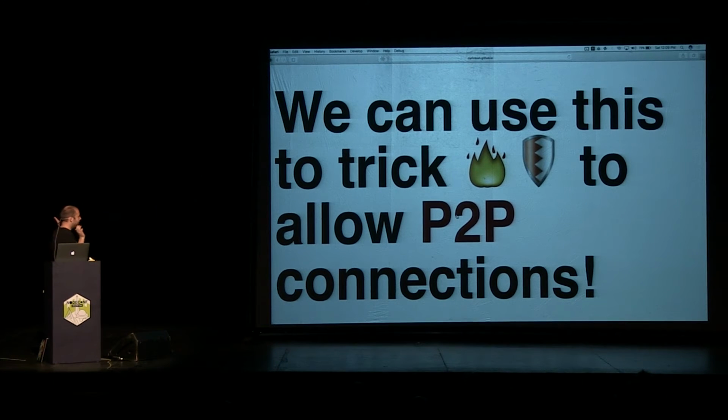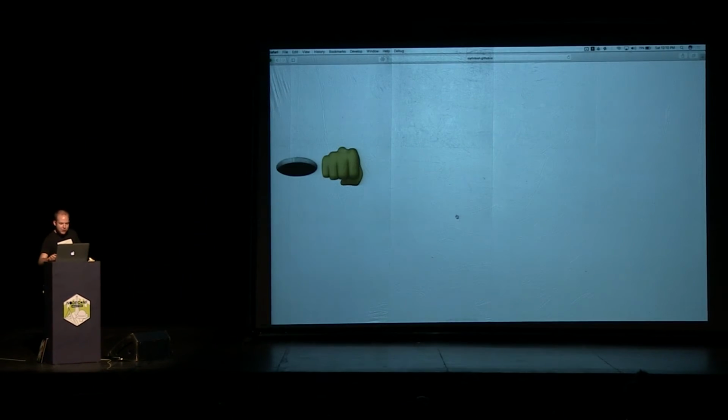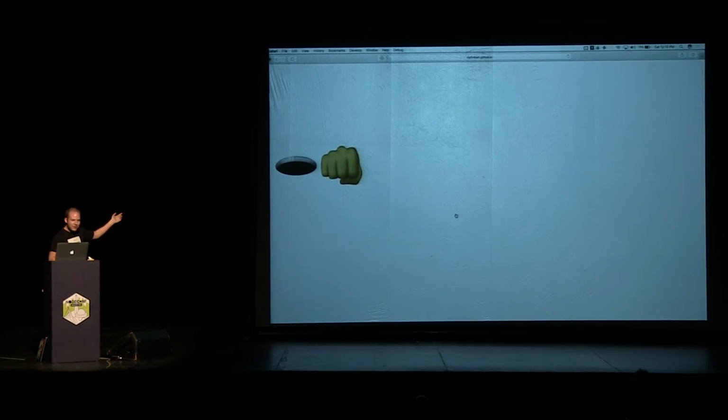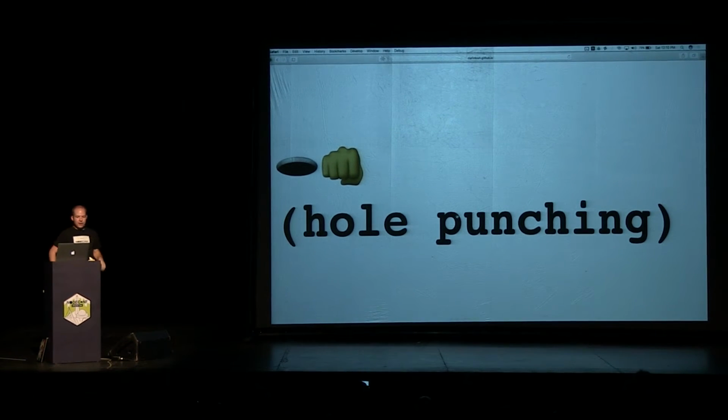So why is that cool? Well, we can use this with a massive hack to allow peer-to-peer connections between most computers using something called, can anybody guess what this is? Hole punching, yeah. So it's hole punching. It's a guy punching a hole. Because it's basically a technique where you apply a bunch of hacks to punch a hole in somebody's firewall and be like, here, take it.